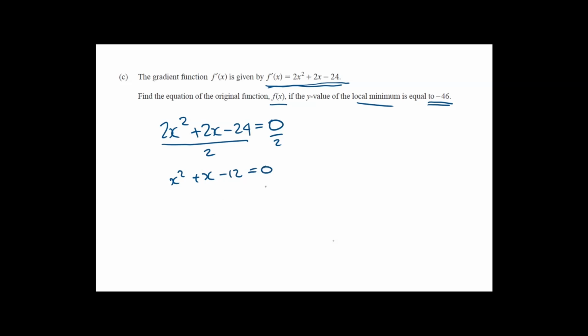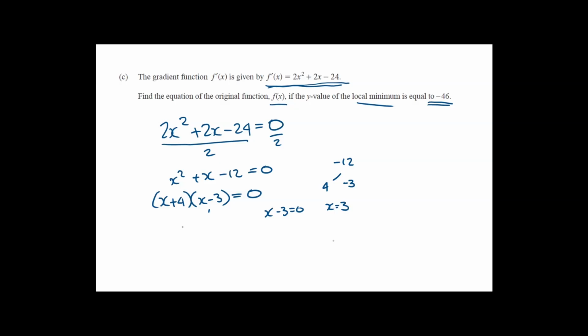So I want two numbers that multiply to give us negative 12 and add to give us positive 1. And it's going to be positive 4 and negative 3. So (x plus 4)(x minus 3) equals 0. Now, which one of these is the maximum? Well, let's do this one first. So x minus 3 is 0, so therefore x equals 3 is whether it's a minimum or a maximum.